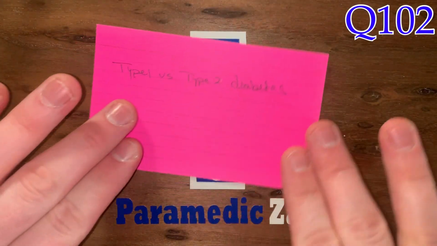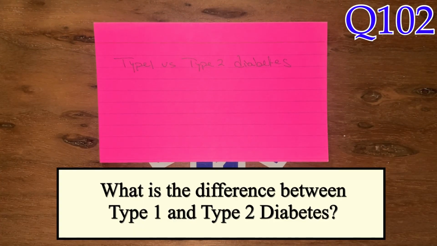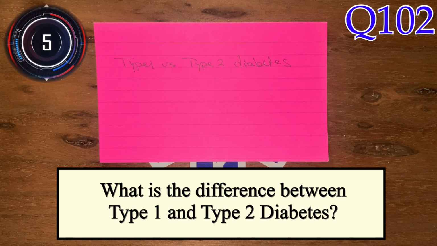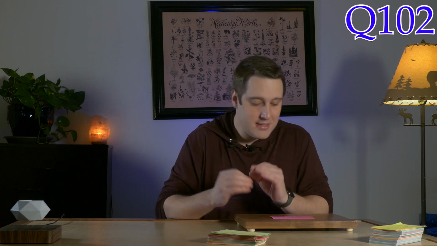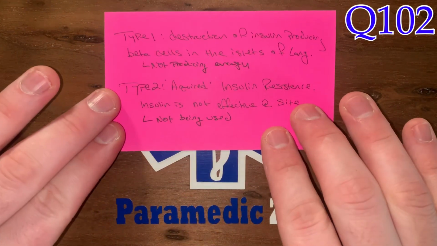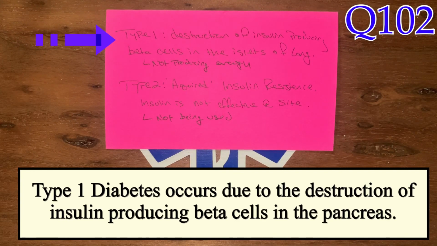What is the difference between type 1 and type 2 diabetes? The answer to this question lies in how insulin is used and produced in the body. With type 1 diabetes, you have the destruction of insulin-producing beta cells in the islet of Langerhans. Essentially, in this case, the pancreas is not producing enough insulin.